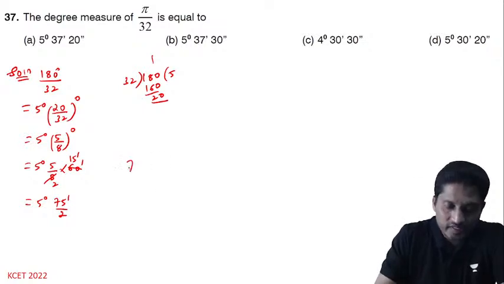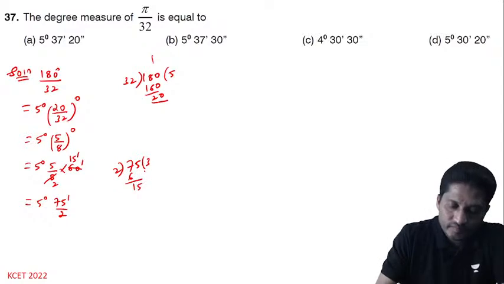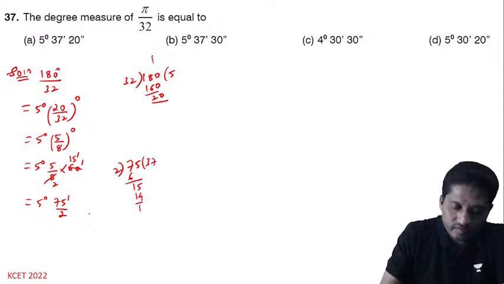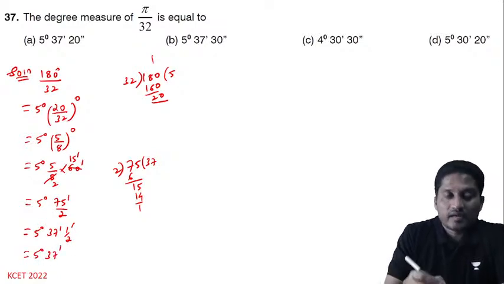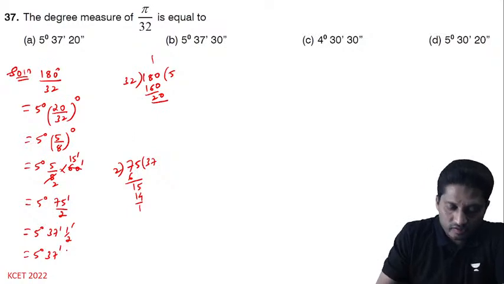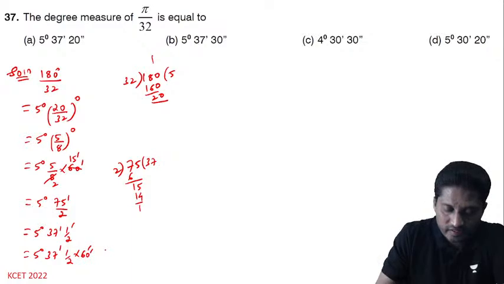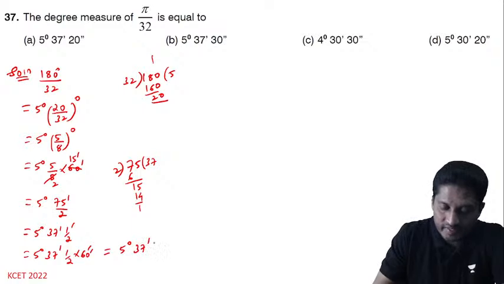If I divide 75 by 2, 3 twos are 6, 7 twos are 14, remainder is 1. So this is 5 degrees, 37 minutes and half a minute. Half a minute is equal to 30 seconds, so you can write this as half into 60 seconds. So this is equal to 5 degrees, 37 minutes and 30 seconds. Okay, answer is option B.